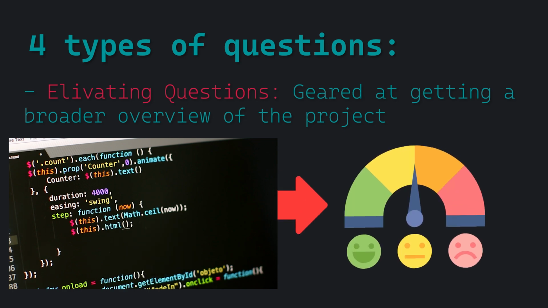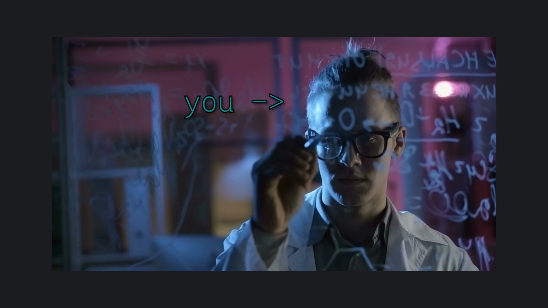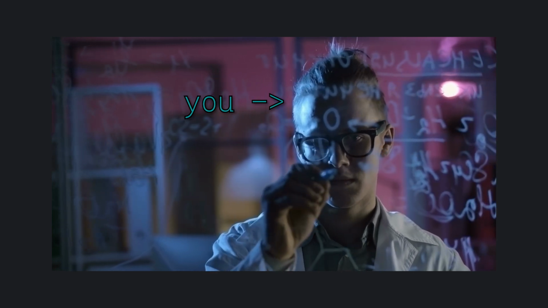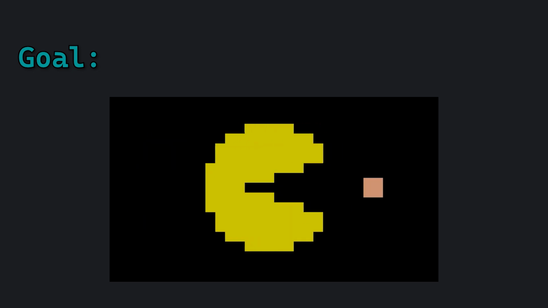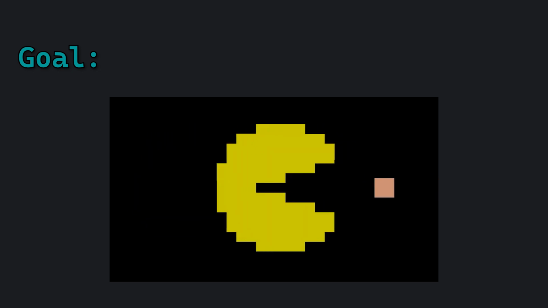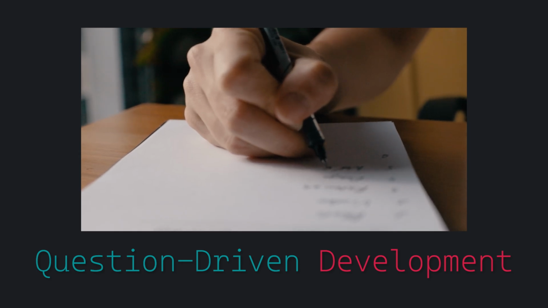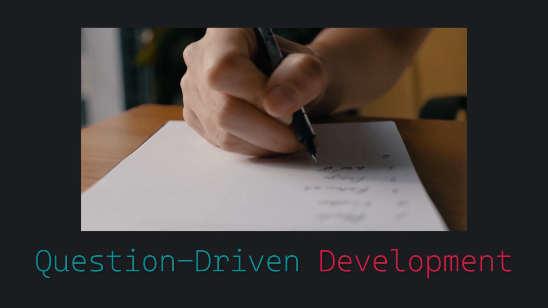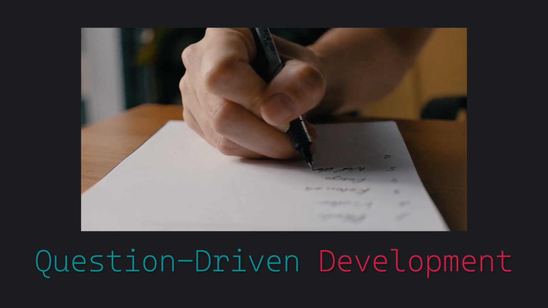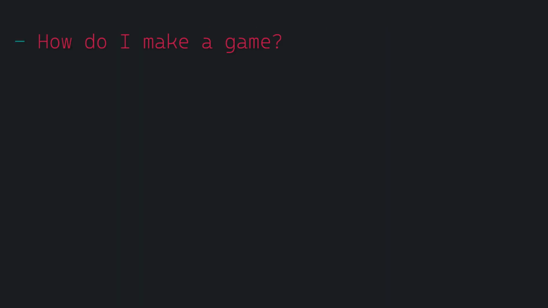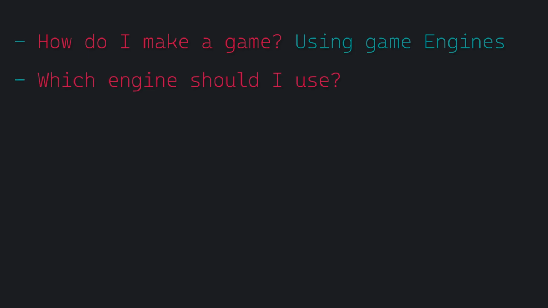Now that you have a basic understanding of engineering questions, you can start implementing question-driven development. Let's say that your goal is to build a replica of Pac-Man and we have no idea where to start. This is where question-driven development begins. You're going to start by creating a list of questions and tick them off whenever they're complete. For instance, you can start with, how do I make a game? And the answer to that is going to vary, but for the most part, it's going to be using game engines. Next, you can ask yourself, well, which game engine should I choose?